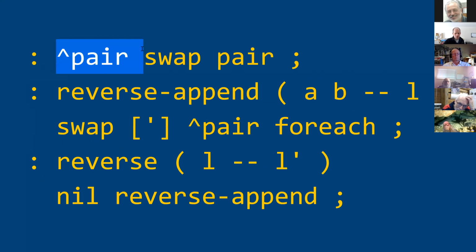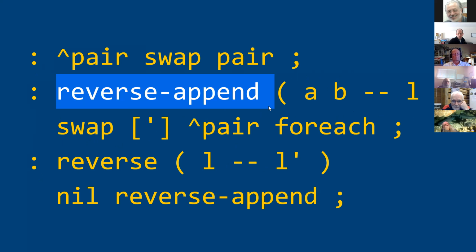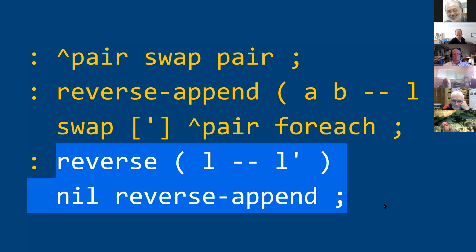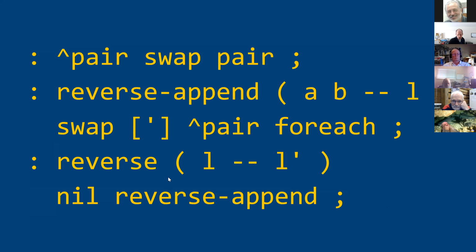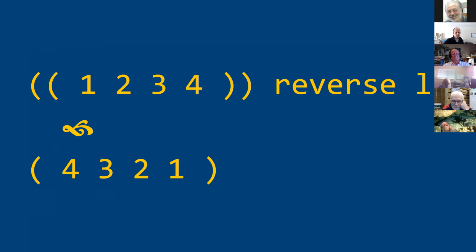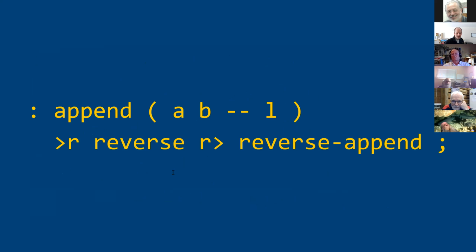I found it convenient to have a way to do a swap and then pair, so that you get a car and a cdr in the opposite order. And then you could use this to, for example, build up reverse append, which appends B reversed to A. And then using this, you can easily build reverse, which just reverses a list. So if you give it 1, 2, 3, 4, you get out 4, 3, 2, 1. And note that that could be an arbitrarily nested list.